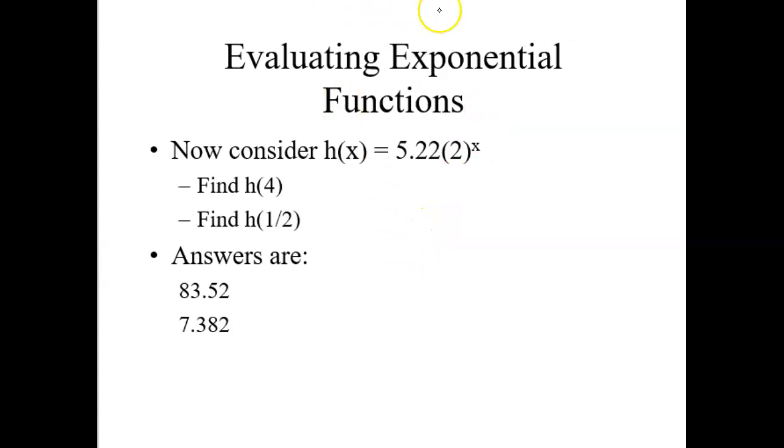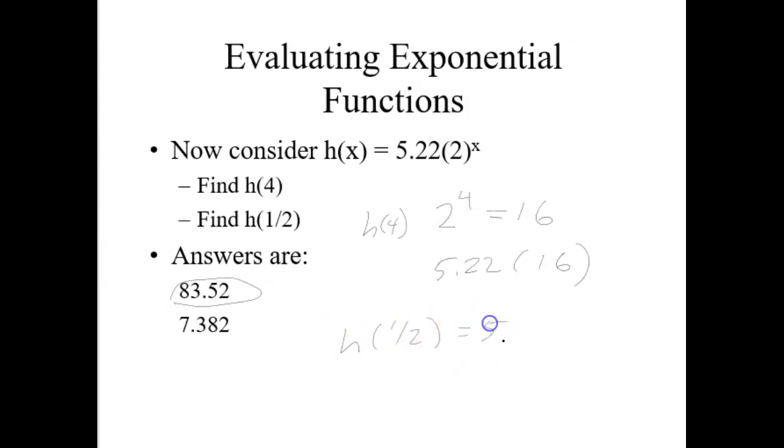If you are not doing the order of operations correctly, then what you should look at is try for the h of 4. What you would do is try the 2 to the 4th first, and you will get 16, and then do 5.22 times 16. If you put it all in one step in your calculator, you should still get the same answer of 83.52.